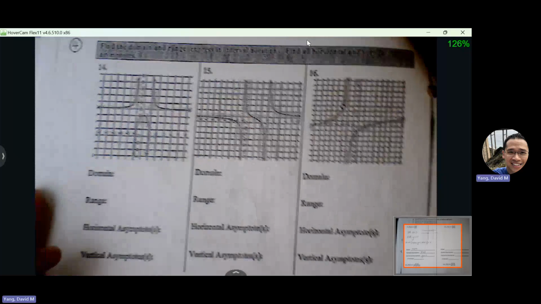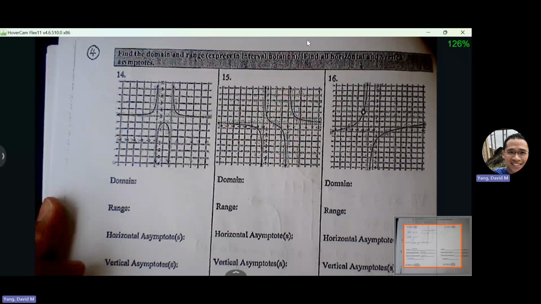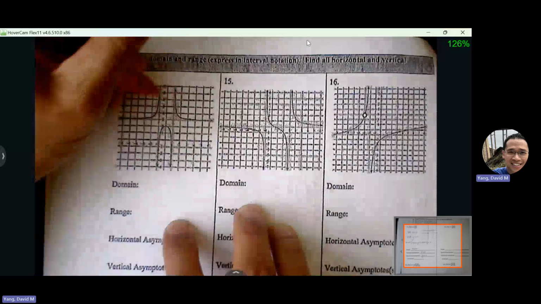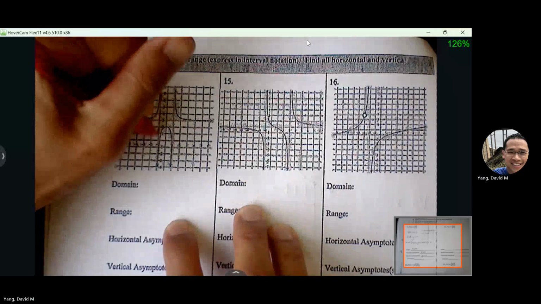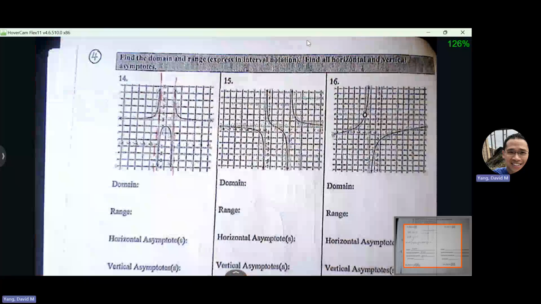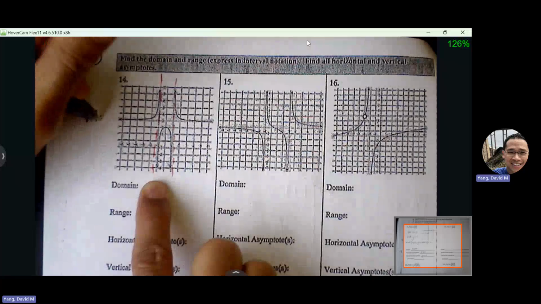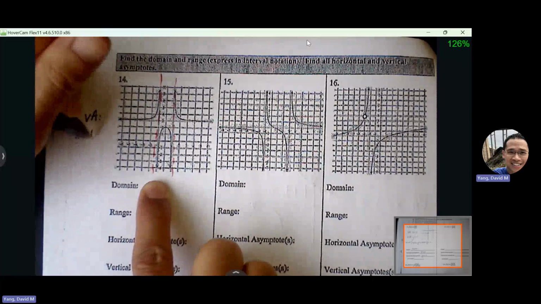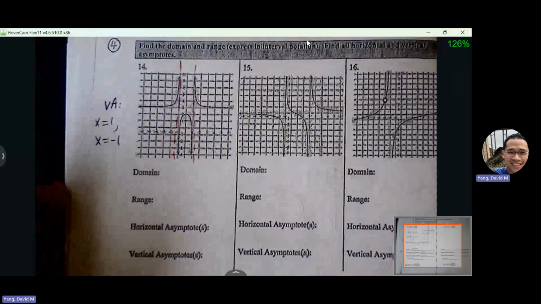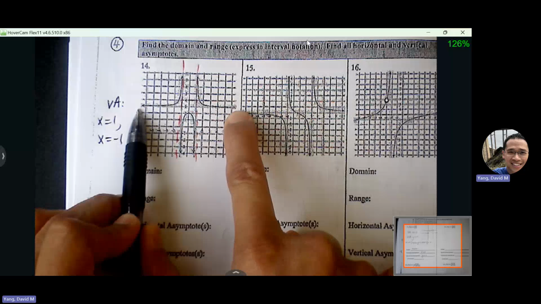So domain is where your x values exist on the graph, and we can clearly see there are 2 asymptotes that are breaking the graph up. So we know our domain is just going to work around those asymptotes. I can tell by looking at the graph that I have vertical asymptotes at x equals 1 and x equals -1. So I know those will not be included in my domain. But the graph is going to extend towards negative and positive infinity.